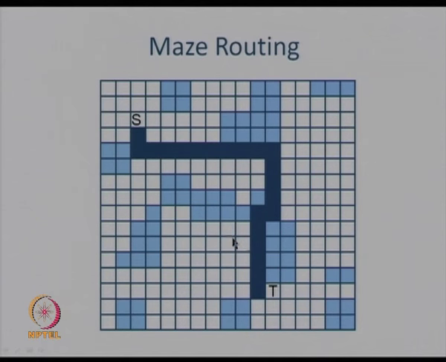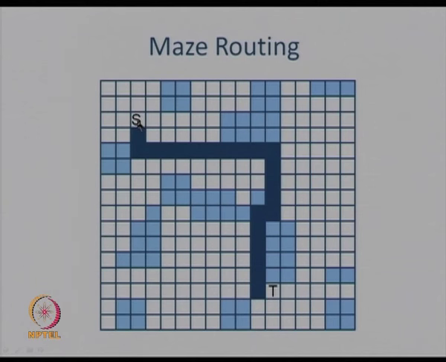maze routing will use some kind of grid, and these light blue portions represent some obstacles in the maze, and these are indeed the places where the logic circuit cells have been placed. So, these are not available for routing, whereas this empty white background of grid cells is available for routing.